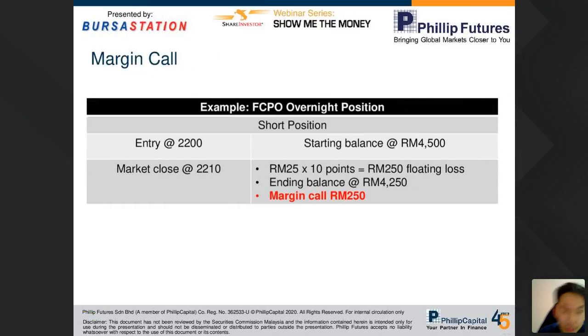Then next, I'll show you an example on a short position. Same example as well. The investor enters at 2,200. In this case, it's a short position. Starting balance is also 4,500. At the end of the day, the market closed at 2,210. So we have a floating loss of 250 ringgit. Ending balance 4,250. So 4,500 minus 4,250, we have a margin call of 250.